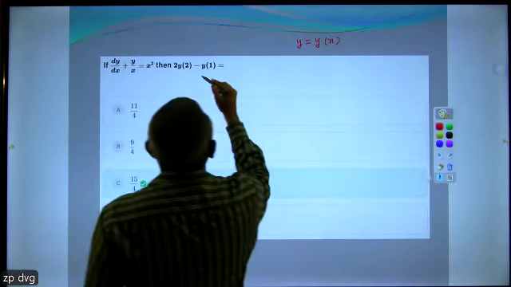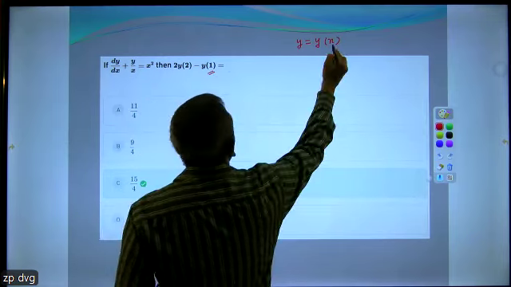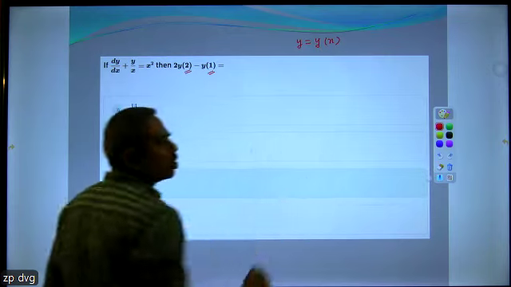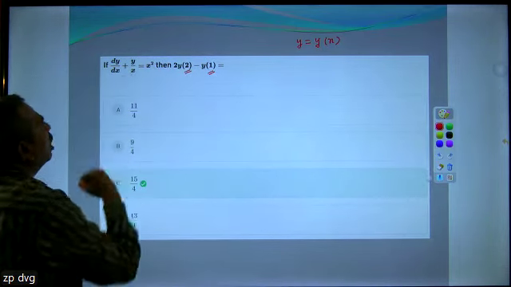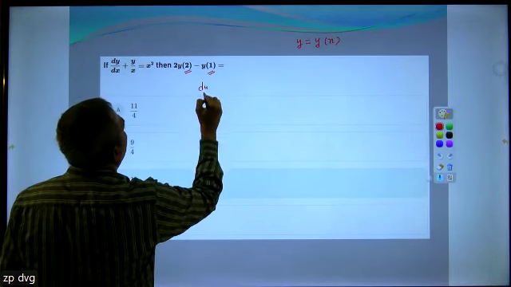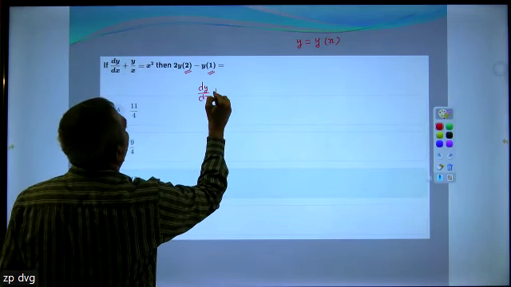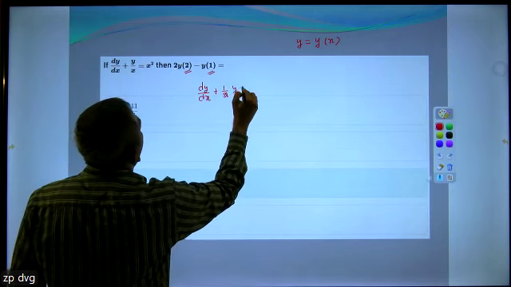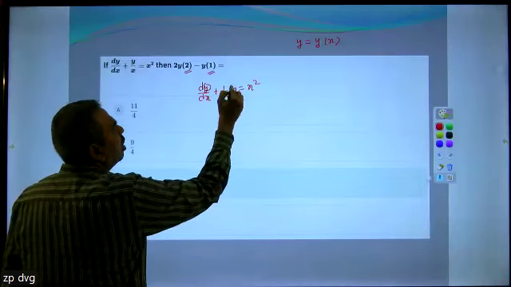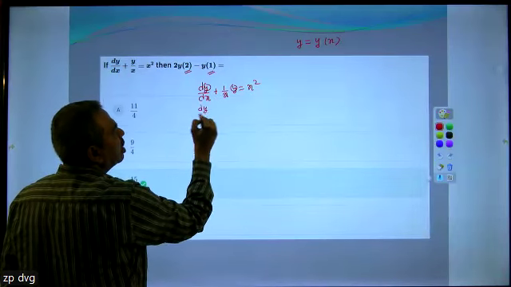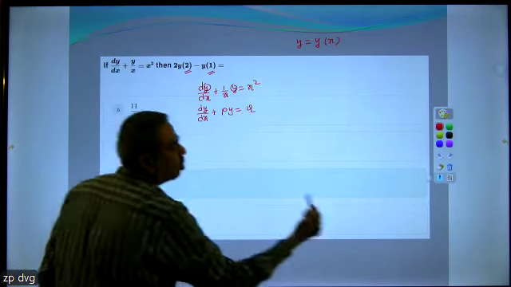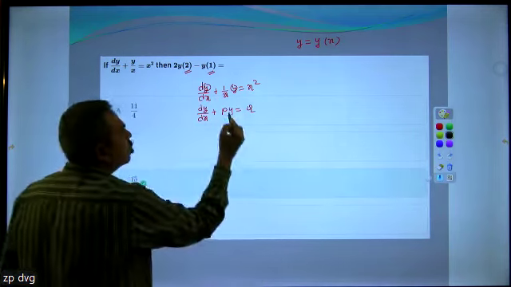He has given y of 1, which means wherever x is there, write 1. He has given y of 2, which means wherever x is there, what should be written? 2. So first of all, you try to find the solution. What is the idea? Here dy by dx plus y by x, meaning 1 by x into y, is equal to x square. This is directly in dy and y form, like dy by dx plus py is equal to q form.